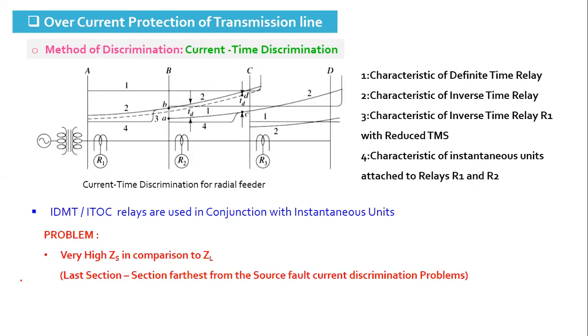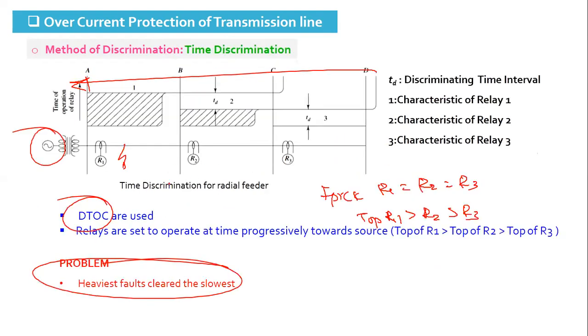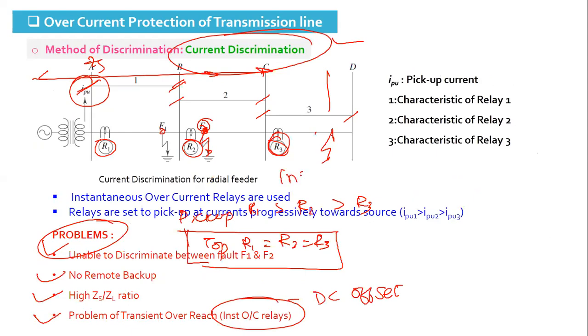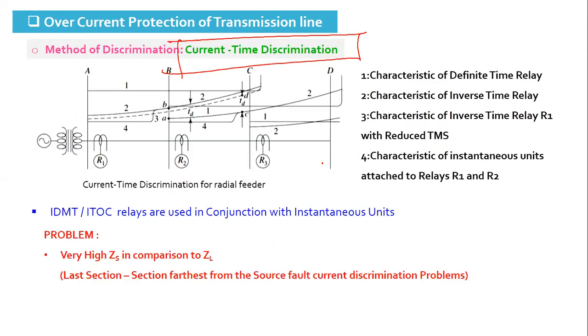To overcome this problem, the scheme generally used is called current-time discrimination. Here we have used DMT relays. Previously, these were instantaneous relays. And then we use IDMT relays. So these three relays are IDMT relays, a group of relays. The relays are set up to the end of the next protected zone. And as the current is higher, the time of operation is lower.